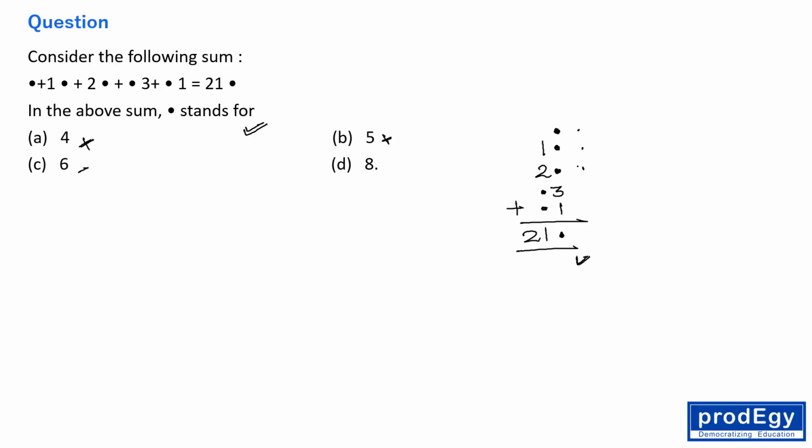Take dot as 6. So 6 into 3 is 18, 18 plus 4 is 22. 22 ends in 2, not possible. So take dot as 8. So 8 plus 8 plus 8 is 24, 24 plus 4 is 28. Fine, all right. So dot stands for 8.